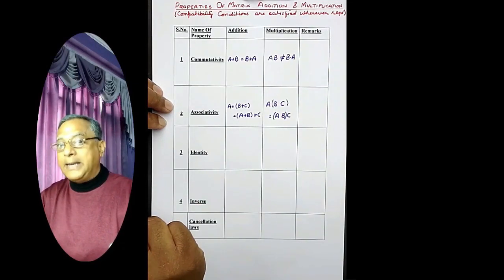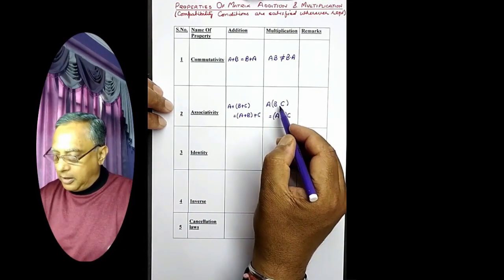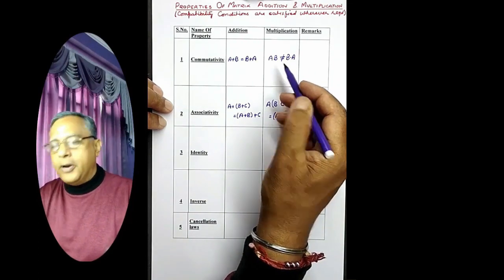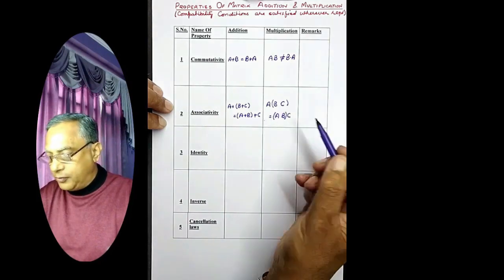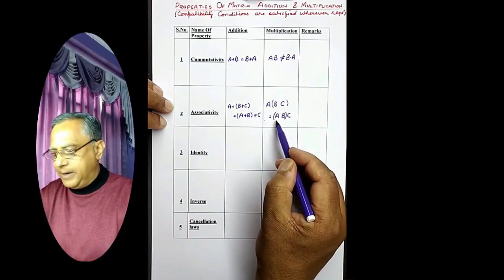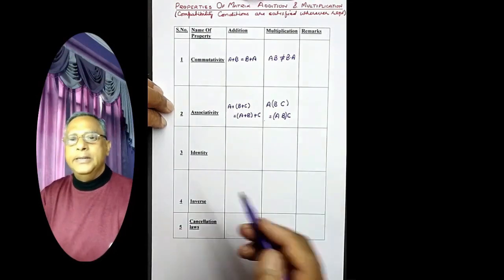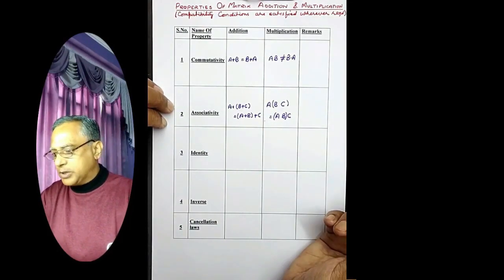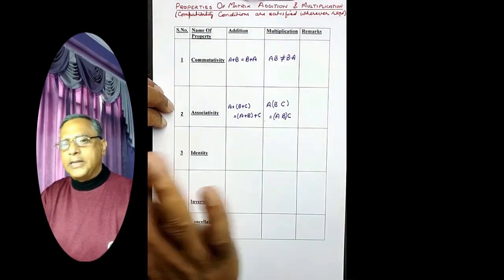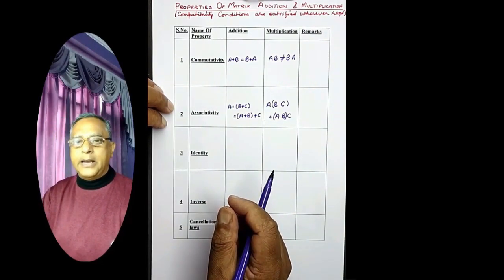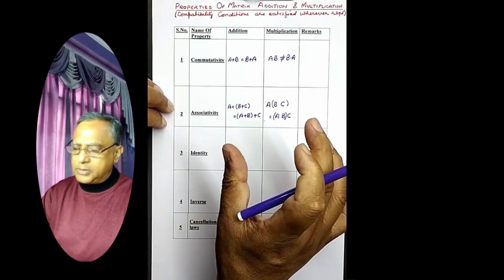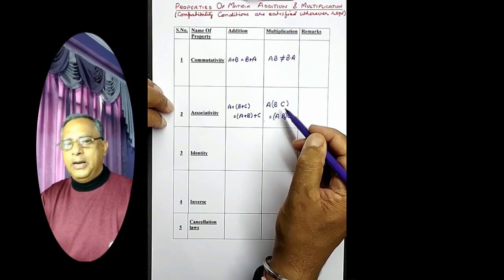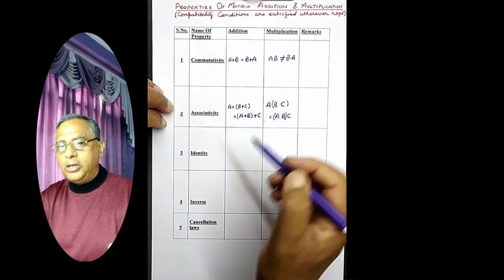But the order of the matrices cannot be changed. If you find BC, it should not be CB. Because commutativity is not true. Order of the matrices cannot be changed. If it is ABC, it should be ABC. Brackets can be changed. You first find this and multiply with this, or you first find this and multiply with this. This can be done, but order of the matrices cannot be changed. You must be very, very cautious while dealing with matrix multiplication. Commutativity is not true.